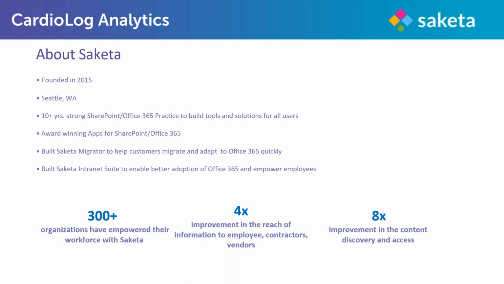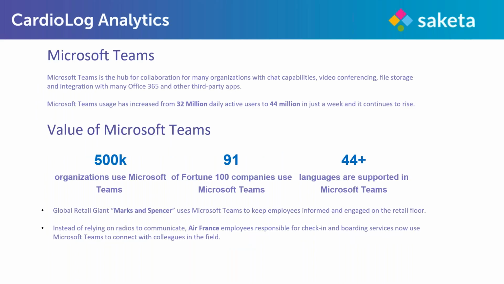Let's now talk about Microsoft Teams. So Teams is being adopted and used by many companies. Around 500K organizations and 91 of Fortune 100 companies use Teams. It's now the biggest and fastest growing work collaboration app. And why not? It provides so many amazing capabilities, which helps in seamless communication and collaboration, like chat capabilities, video conferencing, secure enterprise level file storage, and integration with many Office 365 and other third-party apps.